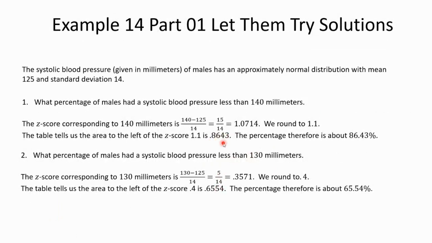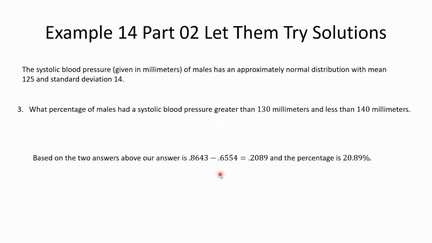You would subtract the areas. So the area for the bigger z-score, you subtract the area for the smaller one, you subtract it off, as you can see. Where's that area? Right here. And you get this. And so the percentage is this difference, which is about 20.89%.